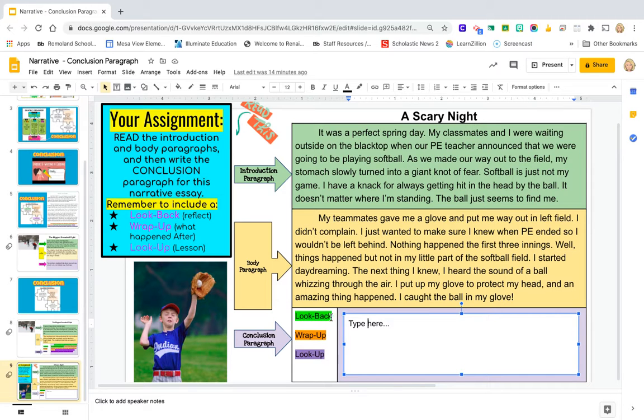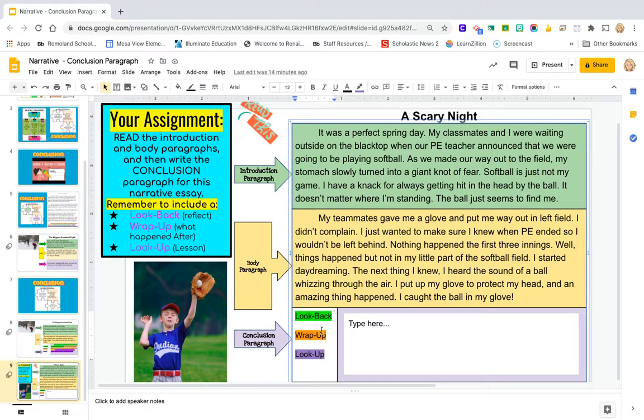Maybe look back. How do you think the main character feels as he looks back at this experience? And then the wrap up. What do you think the main character did after he caught the ball? And then finally, the look up. What do you think the main character learned from this experience?